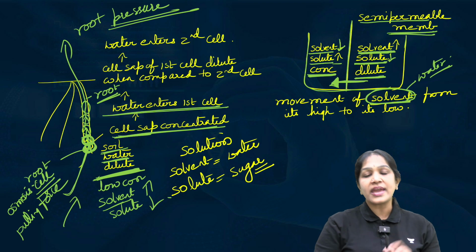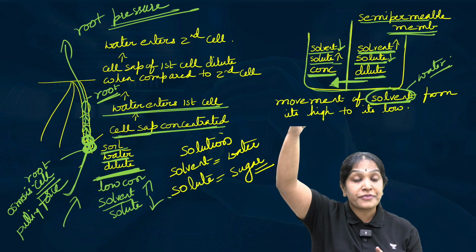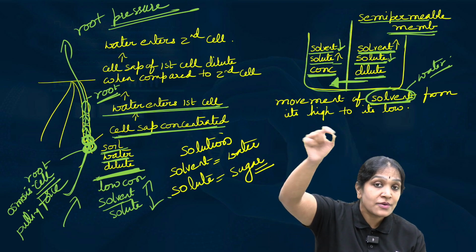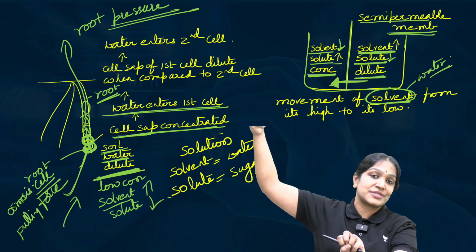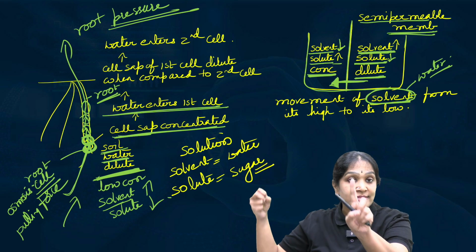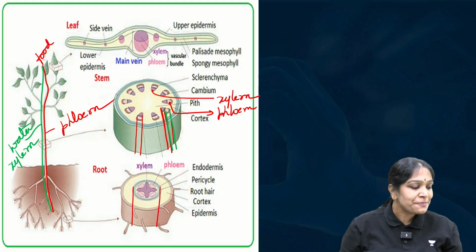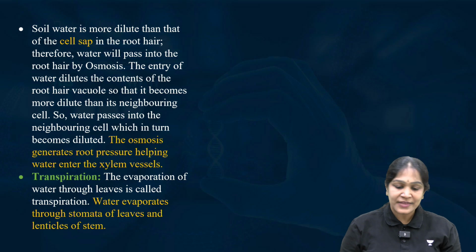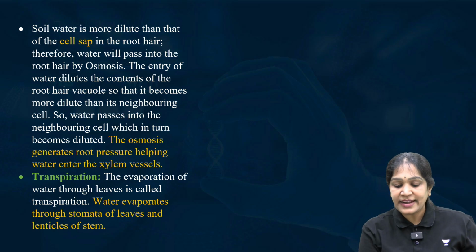And from the top, from the leaves, you also need another pulling force. From the leaves you need one more pulling force that comes through transpiration and guttation. Is it clear? Okay, so let us give it a reading.